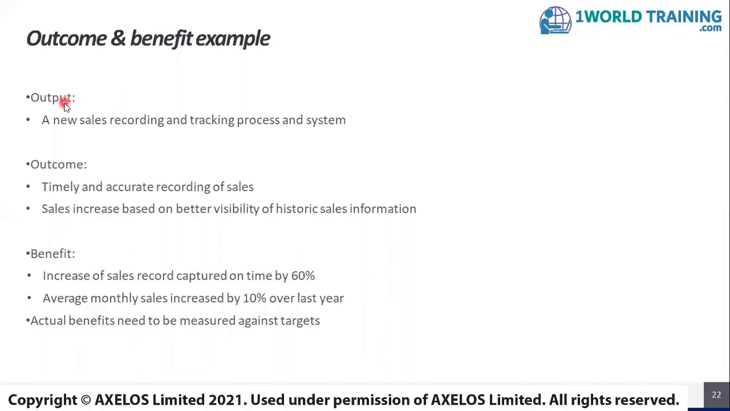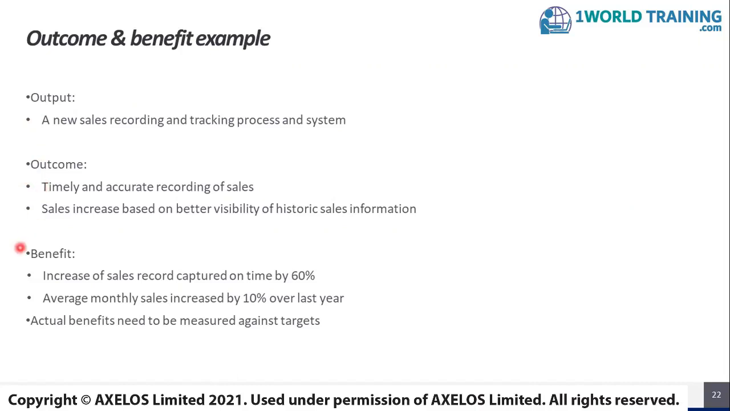A project may yield an output, as an example, a new sales recording and tracking process and system. By using this output, the outcome could be the following: timely and accurate recording of sales, and the sales increase based on better visibility of historic sales information. So if the output is used properly, it can yield these outcomes. An outcome is the result due to an output, a kind of a change happening.